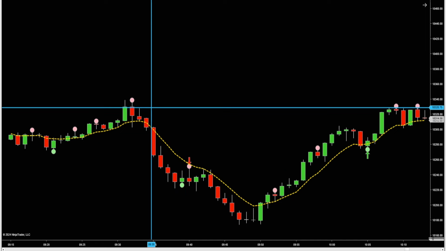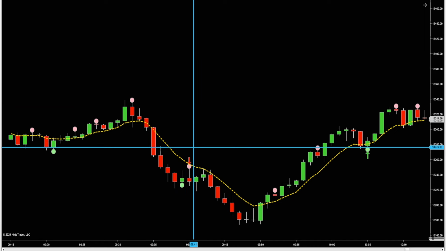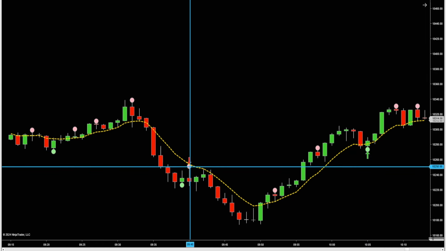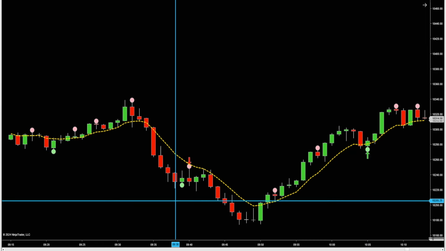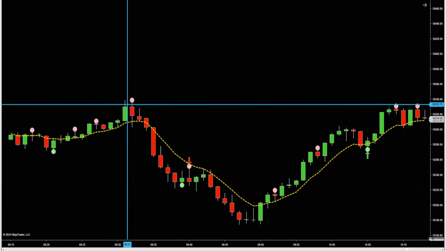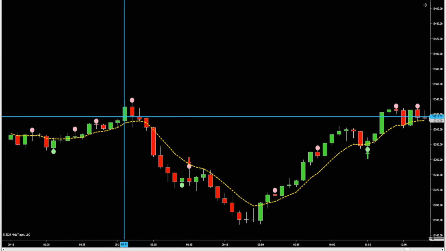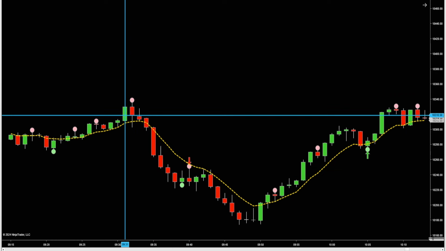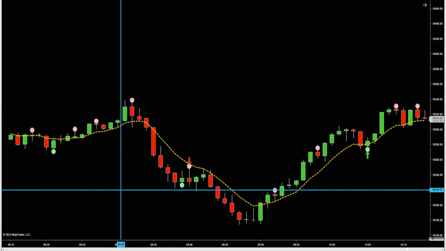So I've got 2 different strategies coded on this chart. One with the red and green arrows that match his criteria for the reversal strategy, and then another one that's printing these dots, pink and light green, and that's just when we get the close inside the previous candle's body, regardless of whether it's above or below the 8 EMA.